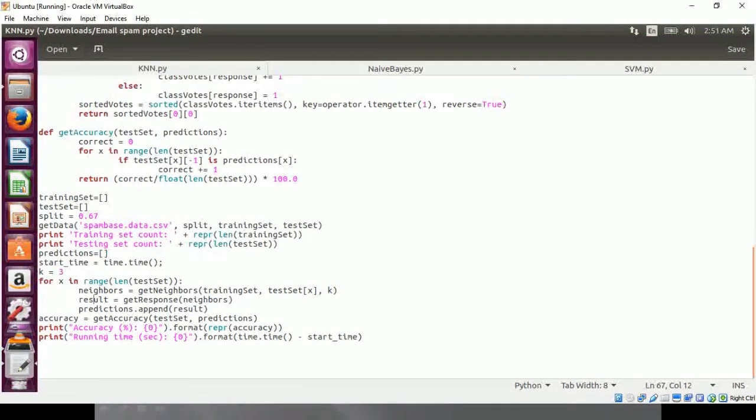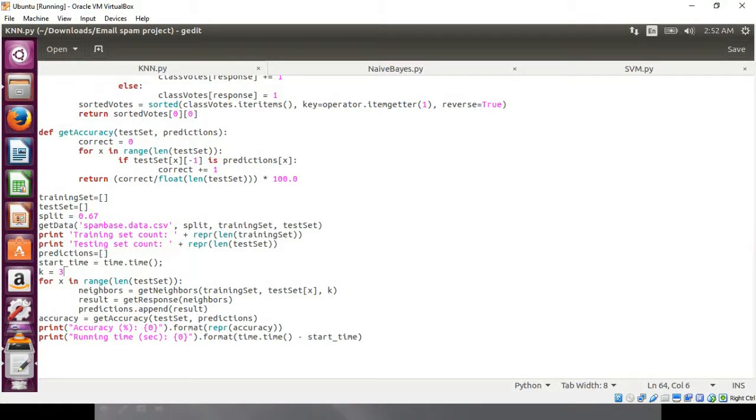So here is our KNN algorithm, which is the k nearest neighbor. So here again we use the spam based database, and we split our data into training set and test set. Then here we are using an appropriate value of k, which is k equal to 3, and we are getting all the neighbors of the test set. So here is our test set for which we want to check whether this test set belongs in spam or non-spam.